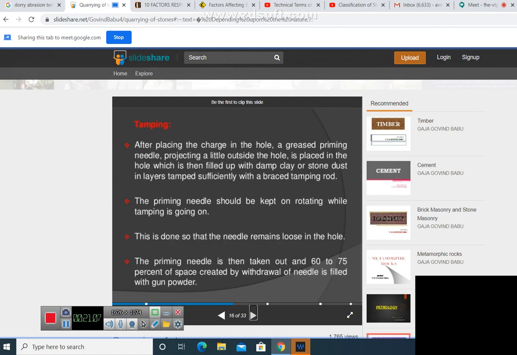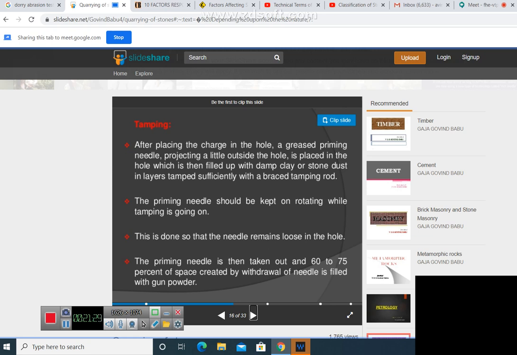Now after charging, the next operation is known as tamping. Once the charge is placed in the hole, you will be using a priming needle which will be projecting a little outside the hole. The priming needle should be kept rotating while tamping is going on, so that the needle will remain loose in the hole.